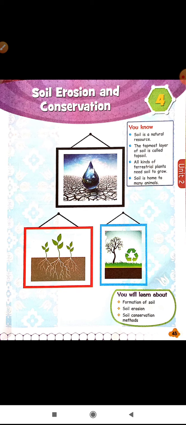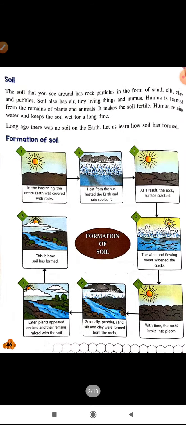This is Seema Kumari in front of you, and today I am going to cover the exercise questions from the chapter Soil Erosion and Conservation. So, let's start. In this chapter, we have studied the formation of soil, how it forms and what its constituent particles are. It is a mixture of rock particles like clay, pebbles, sand, silt, minerals, as well as dead and decaying animals, which form the nutrient-rich humus, and it also contains a small amount of air and water.